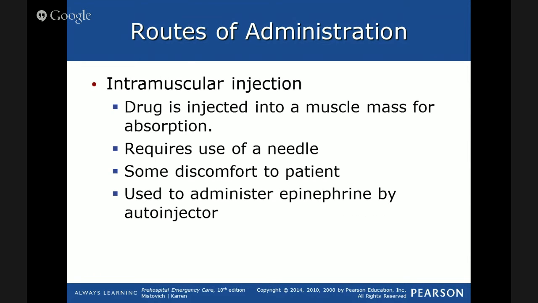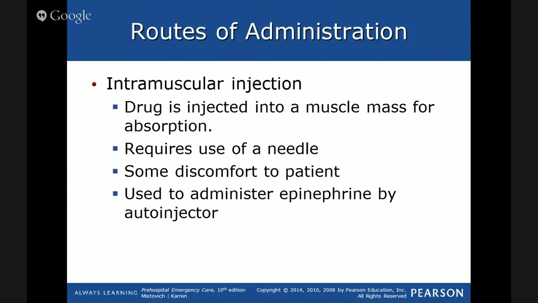The intramuscular injection, this is where the drug is injected into a massive muscle for absorption. When we do the epi auto-injector, the thigh is our spot of choice. But there are other muscle masses throughout the body that if you have the training to do so, you can use. But for now, we'll just stick with the thigh for you guys.